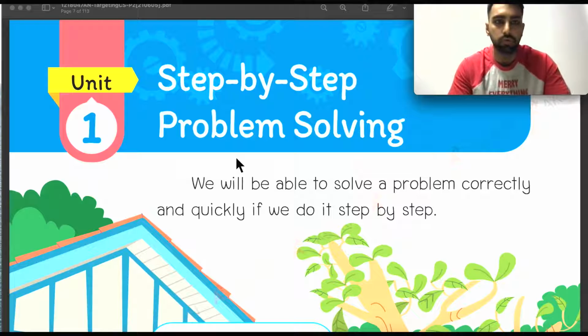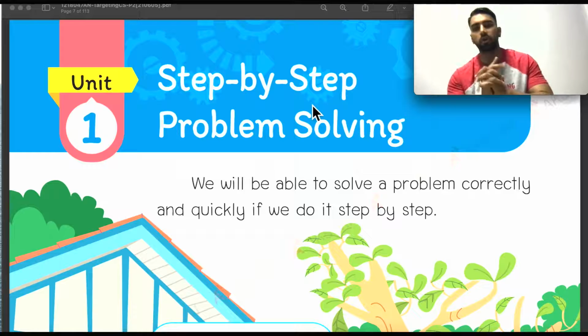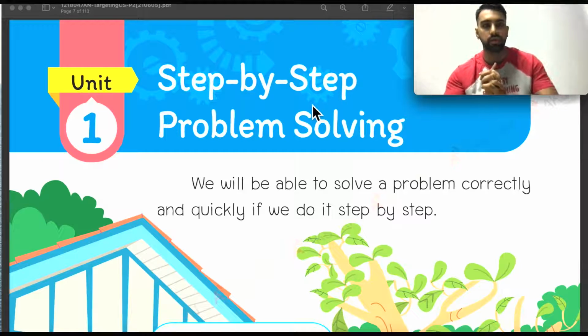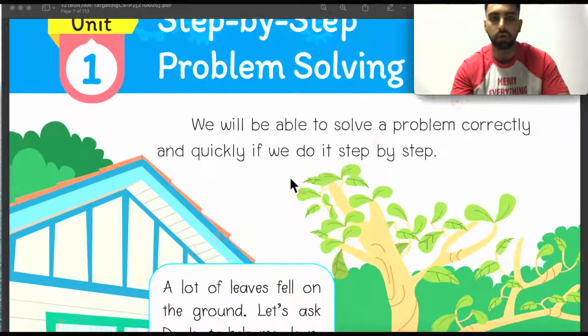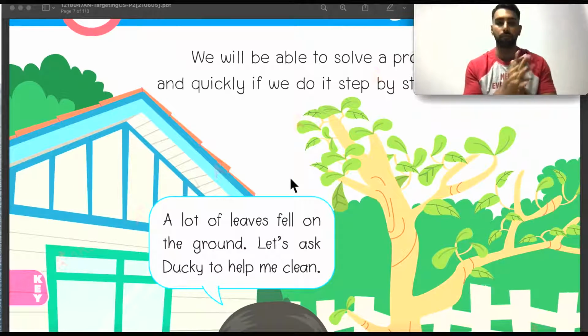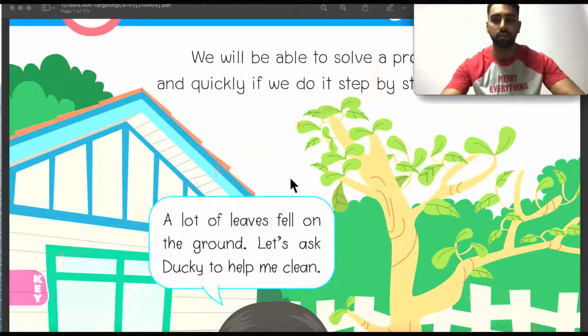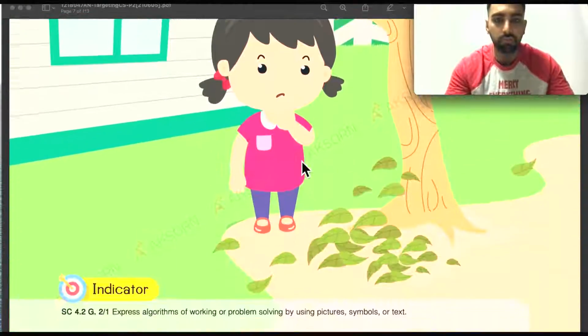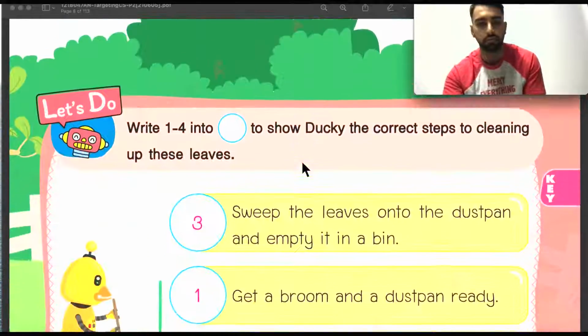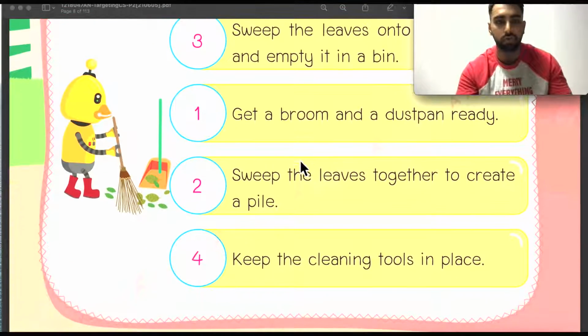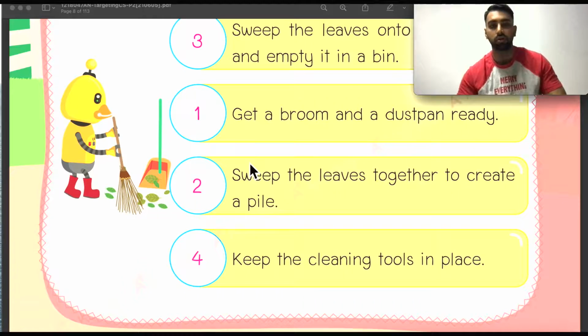Alright, so in Unit 1, the first topic was step-by-step problem solving. In step-by-step problem solving, you have a problem and you have to solve that problem in each step. You have to break down the problem and solve it in steps: step 1, step 2, and step 3. When you see the problem she had, how did she solve it? She had to sweep the floor, and we have to arrange the problem solving into the correct order.